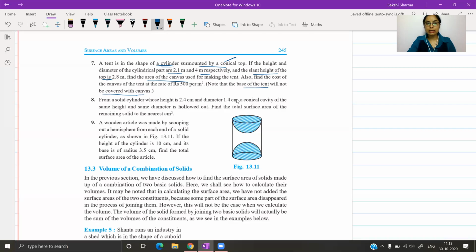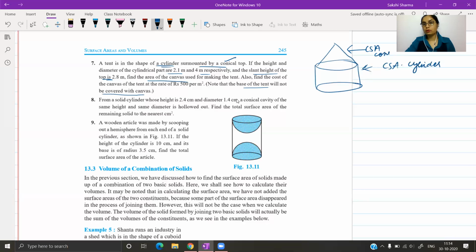So where will the canvas be used to make the tent? On the cylindrical part, the curved surface, it will be used here. Then for the conical part, the top which is conical, for that also the canvas will be used. So canvas will be used on two areas: the curved surface of the conical part and the curved surface of the cylindrical part. The measurements are given to you. The diameter, okay, let's just mark it, this across is given as 4 meters. The vertical height is given as 2.1 meters.